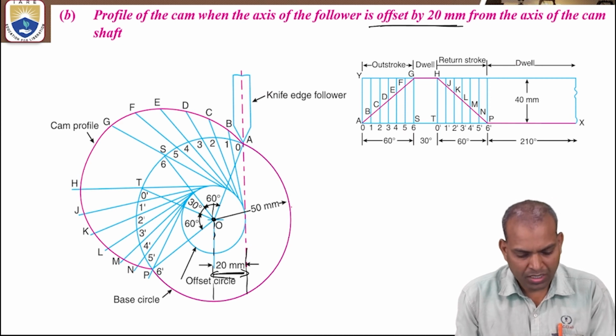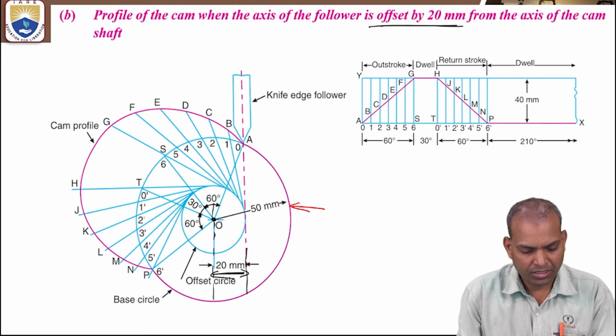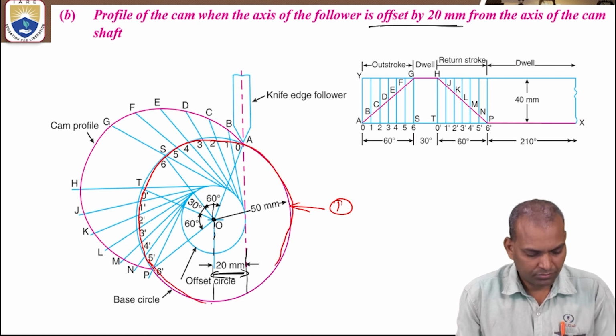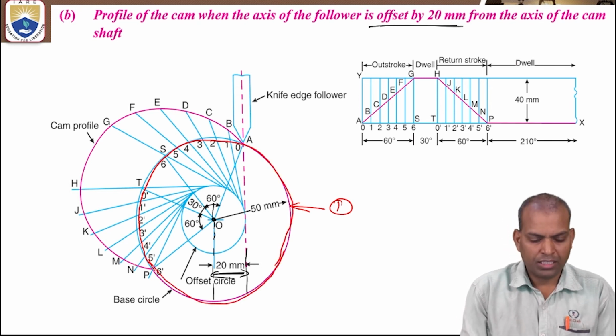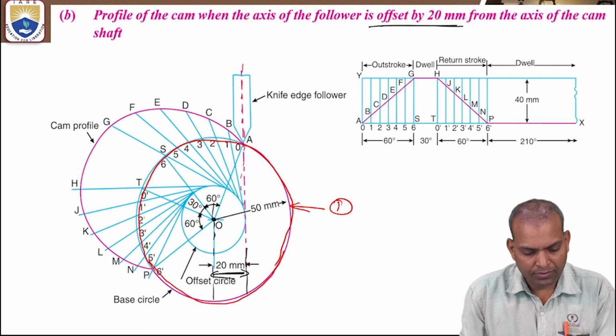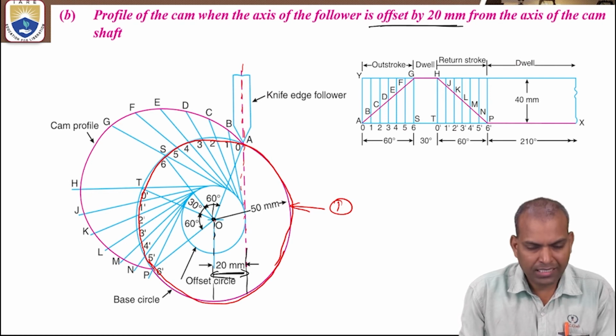Now, coming to what is the first step here? The first step is to draw a base circle. A radius of 50 millimeter is the base circle. Step 1. The base circle we have drawn. Okay, that is step 1. Next, step 2. We have to draw the axis of the follower. How to draw the axis of the follower? First, take the offset of 20 millimeter.